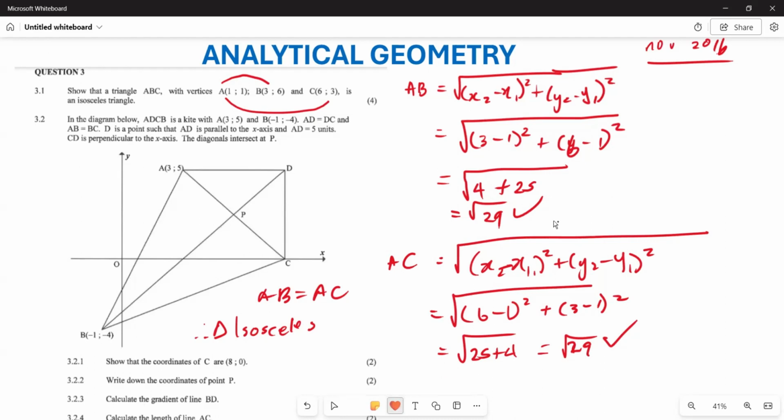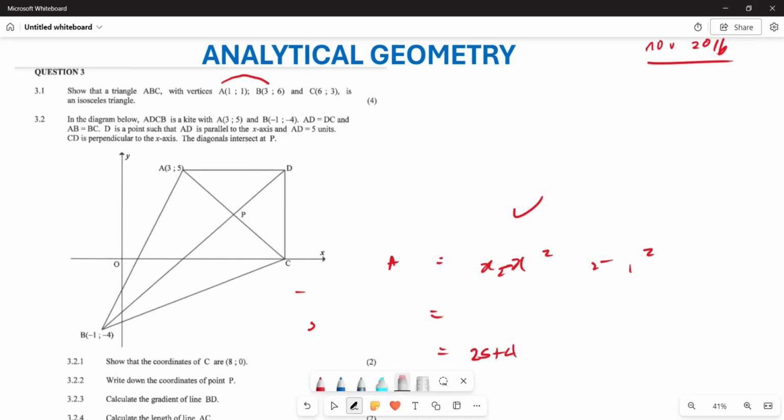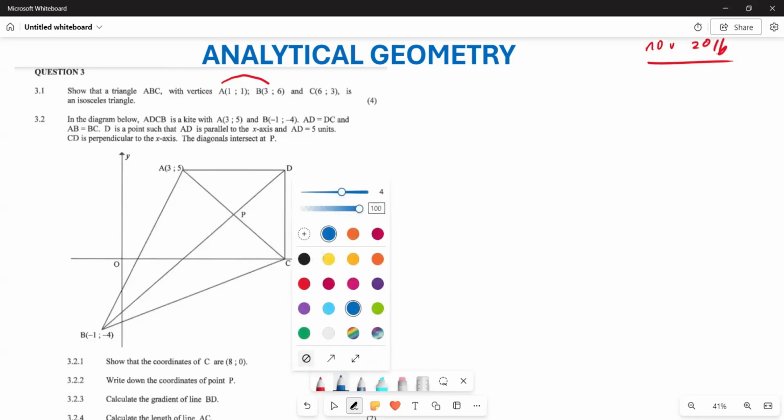Let's just move swiftly along to our next question. Now let's make up our space so that we can be in a position to calculate the next one. For the next question, they want us to show that the coordinate of C is 8 and 0, right?